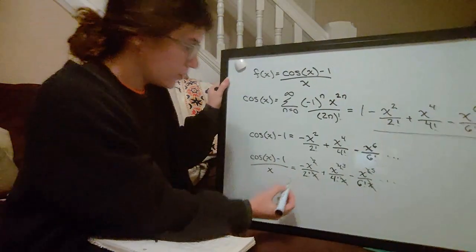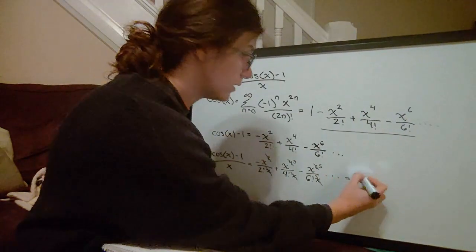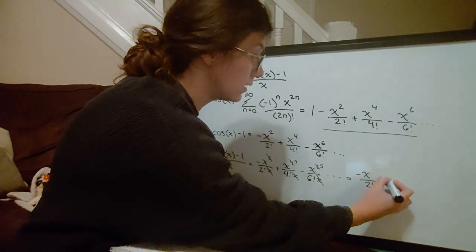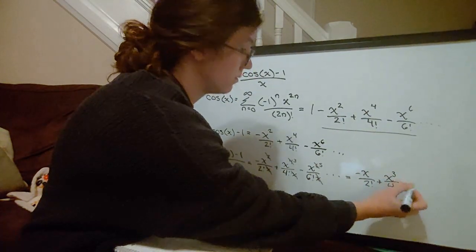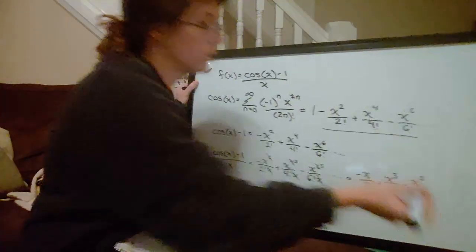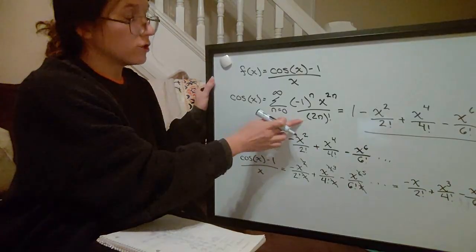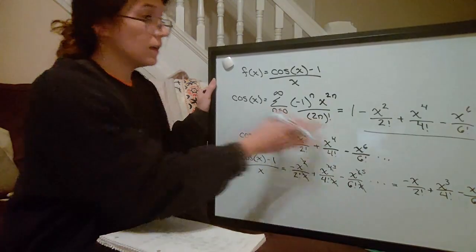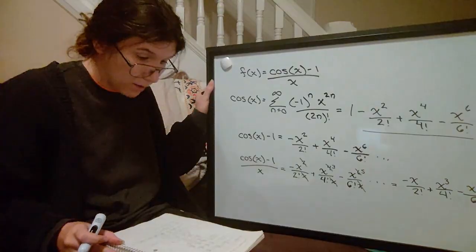So all we need to do now is rewrite this. I'll rewrite it over here so it's a little less messy. x to the 1 over 2 factorial plus x cubed over 4 factorial minus x to the 5th over 6 factorial, so on and so forth. So now I'm just going to utilize this function so that I can rewrite this in series form rather than all written out like that.